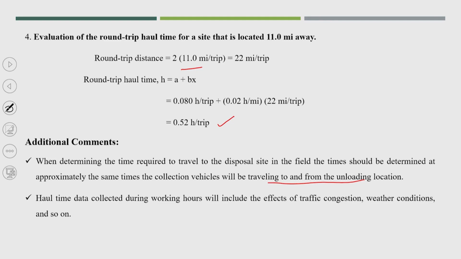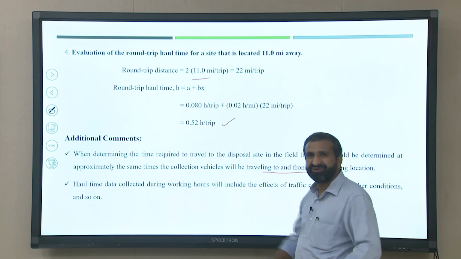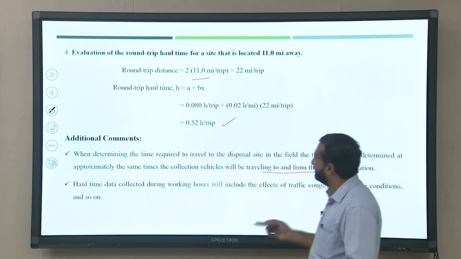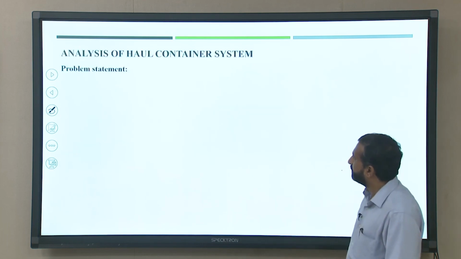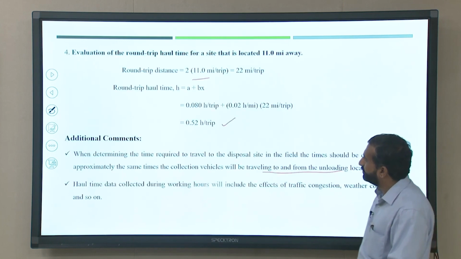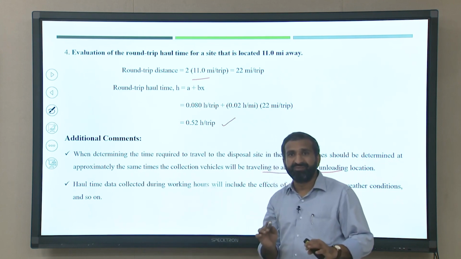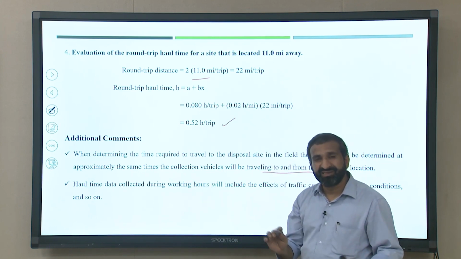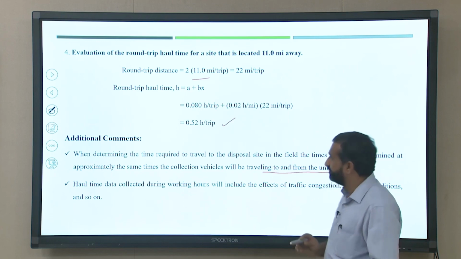And halt time data collected during working hours will include the effects of traffic congestion, weather conditions and so on. So, whatever halt time we calculate includes all conditions like traffic, weather, or whatever maintenance issue comes up. So, from this one numerical we found how we can calculate the A and B constants, and based on that how best we can calculate the halt time value.